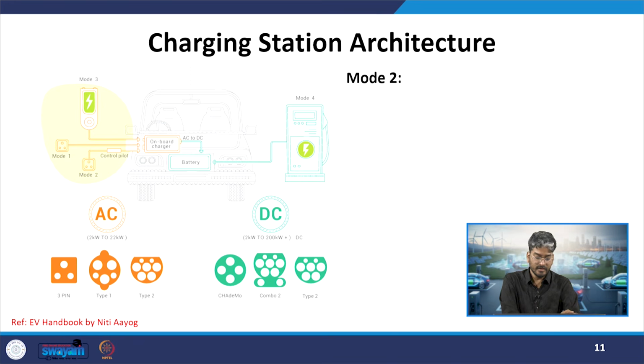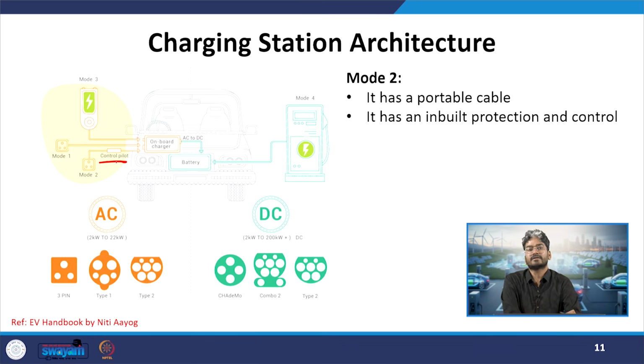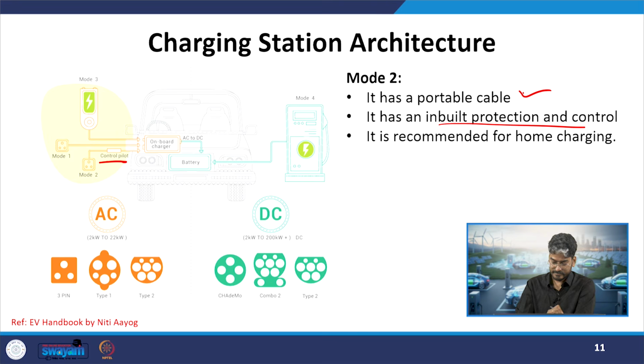Now, the next mode is our mode 2. Here, the only difference is that it has a communication pilot terminal, or there is some inbuilt protection and control circuit inside this. When we shift from mode 1 to mode 2, we get this additional protection and control. It will have a portable cable which can be plugged into our electric vehicle to charge it. It is recommended for home charging, because we have this low power input supply which can be connected, but it has an additional facility of protection and control compared to the mode 1.